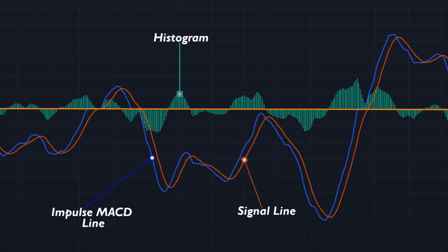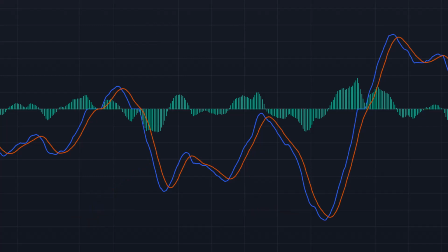Now, how do we use this indicator? So very similar to the normal MACD, the way we identify trends on the market is by looking at the crossover between the Impulse MACD line and the signal line. If the Impulse MACD line crosses above the signal line, it indicates that the momentum is going upwards. And if the Impulse MACD line crosses below the signal line, it indicates that the momentum is going downwards.